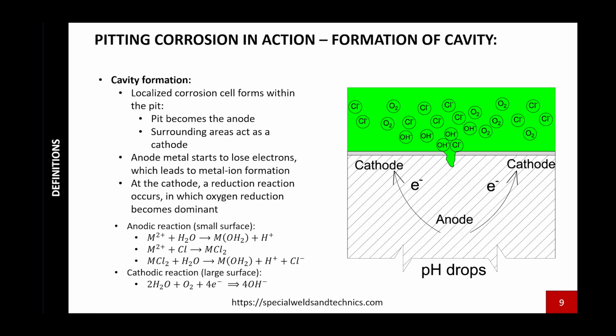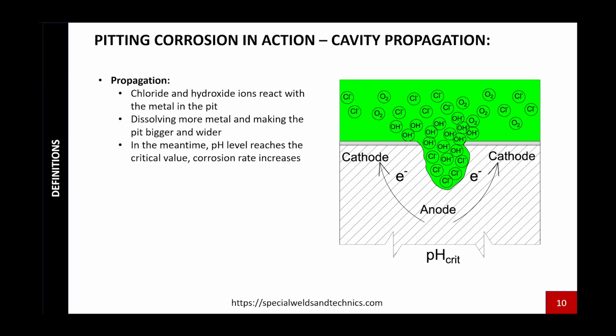This is basically a chemical procedure, and we can formulate equations for the anode side and for the cathode side, what's happening in the language of chemistry. Those are the equations. Those equations are going to be the same at the pit and at the crevice corrosion too. In the case of cavity propagation, chloride and hydroxide ions are working together, and they dissolve more and more material, while the pH value in the pit drops.